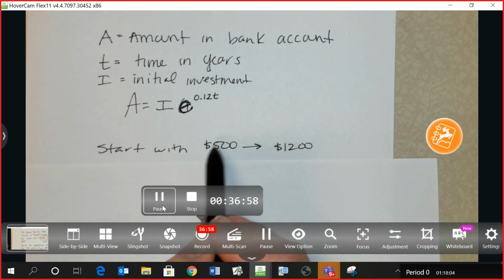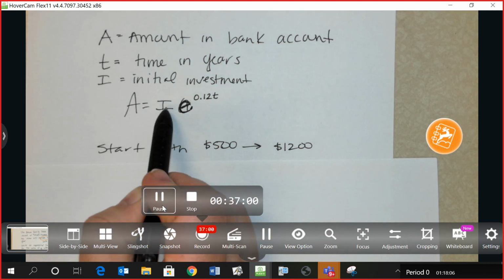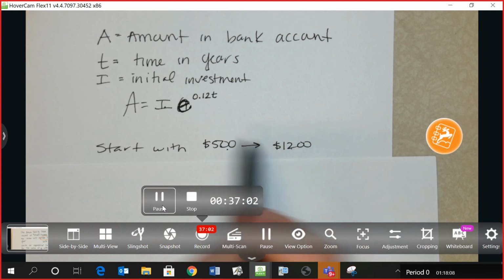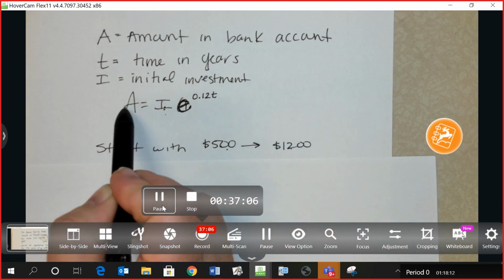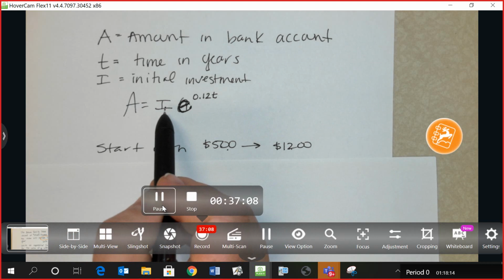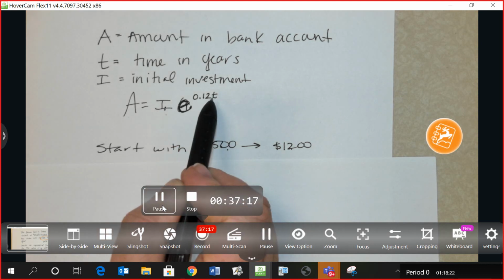So we're going to do this twice. The first time we're going to say we invest $500. We want to know how long will it take for that $500 when invested and earning interest to raise up to $1,200. How long does it have to sit in the bank without you taking money out of it or adding to it? Or maybe it's an investment in stock, but how long a time does it have to sit there?